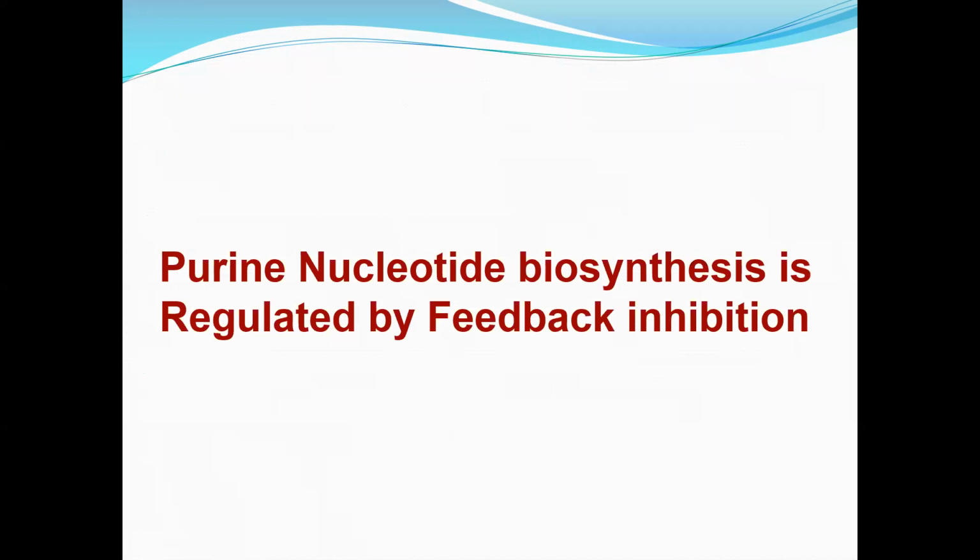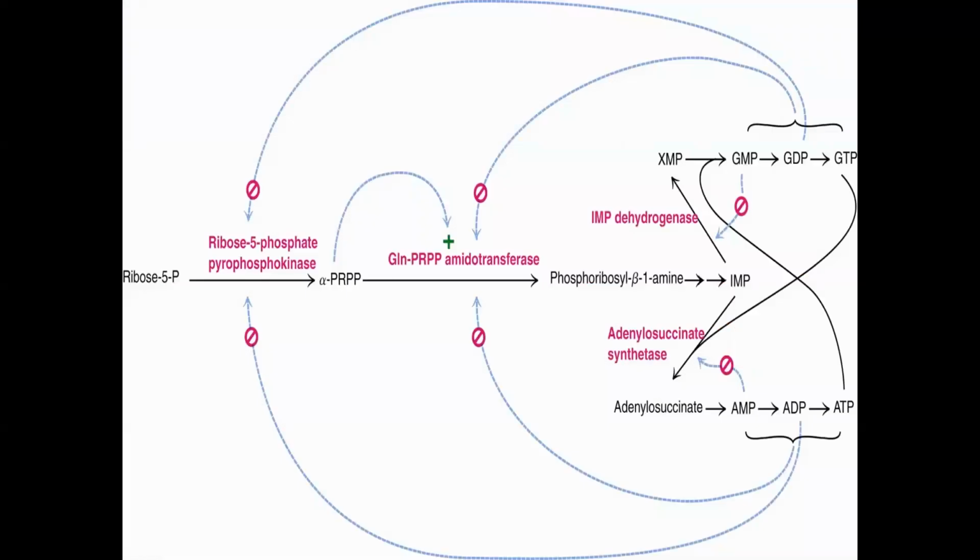So purine nucleotide biosynthesis is basically regulated by feedback inhibition, and in this way you can see how each compound feedback inhibits its own key enzyme. Like ribose 5-phosphate is converted into PRPP, and this PRPP feed-forward activates the enzyme glutamine PRPP aminotransferase, and the availability of PRPP itself activates the first enzyme synthetase.